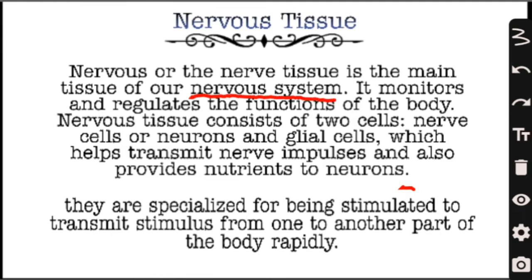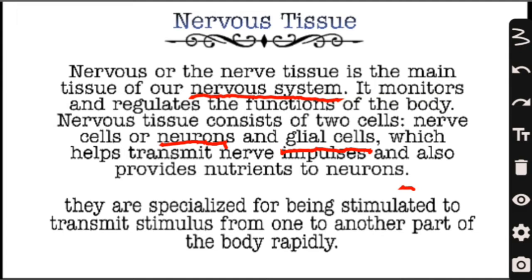Nervous or nerve tissue is the main tissue of our nervous system, as we all know. The main function of it is to monitor and regulate the functions of the body. The nervous tissue consists of two types of cells, and they are neurons and glial cells. Now, what are glial cells? They are a class of cells which provide protection and nutrients to the neurons of our nervous system.